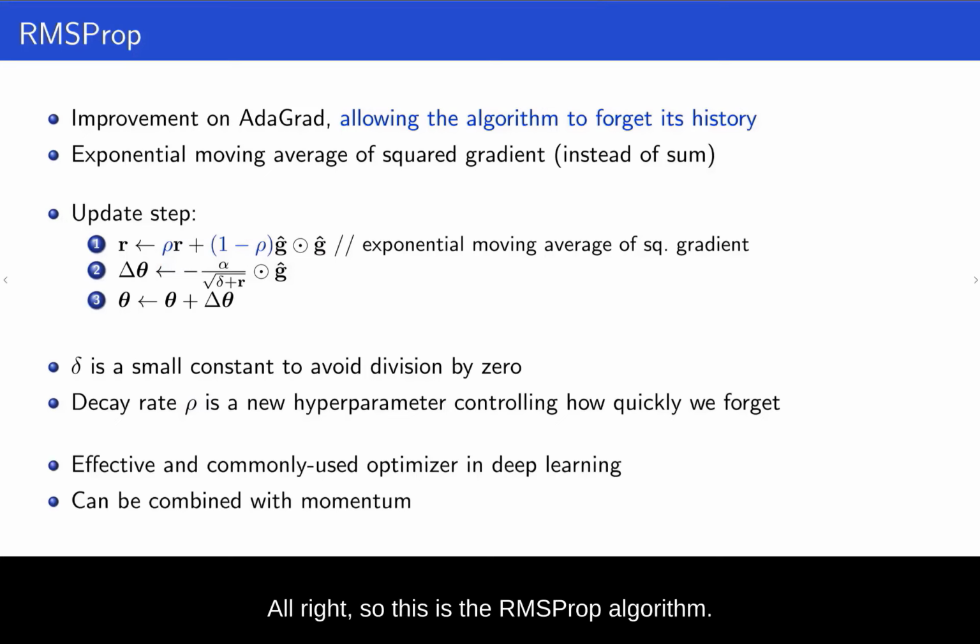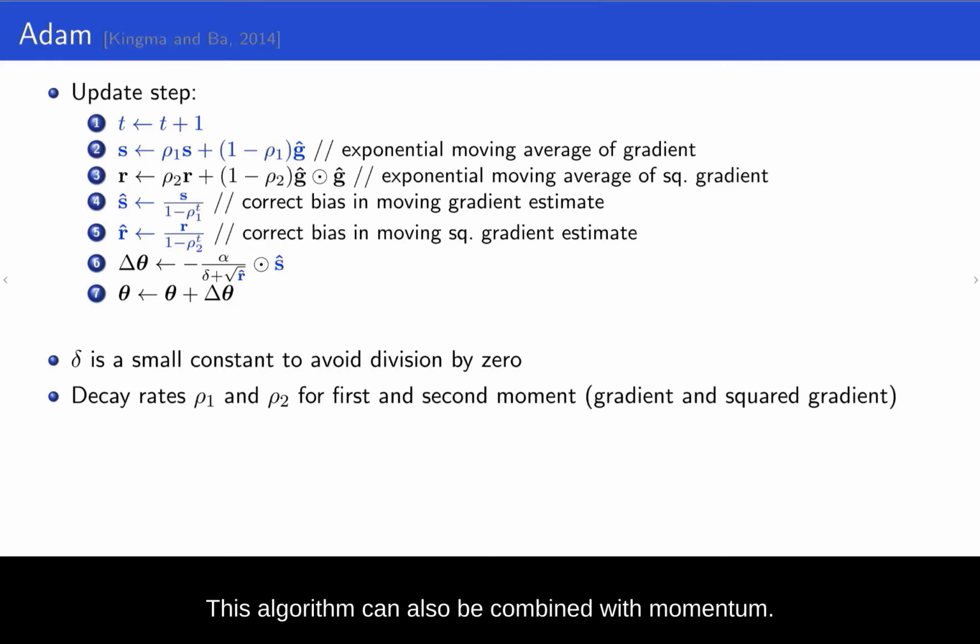All right, so this is the RMSprop algorithm. And this is actually already an effective and commonly used optimizer in deep learning. And for some problems, this is actually the best available optimizer. This algorithm can also be combined with momentum. And in fact, that has been done in the Adam algorithm.